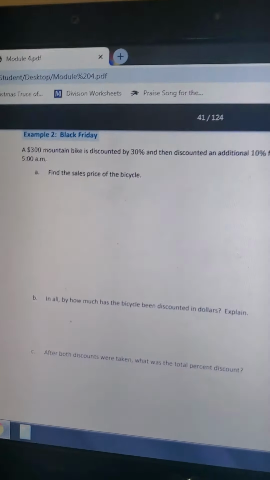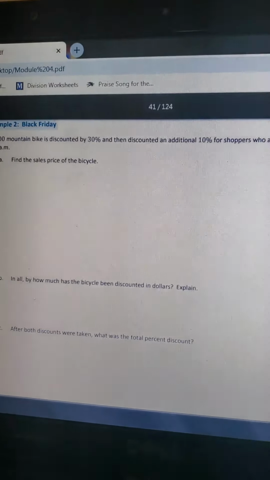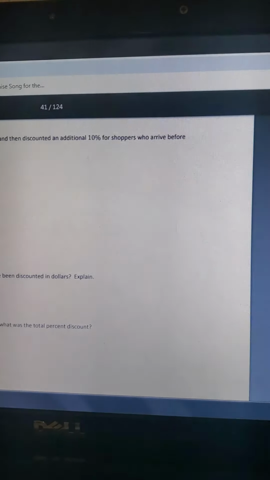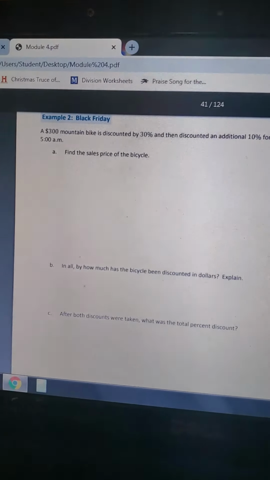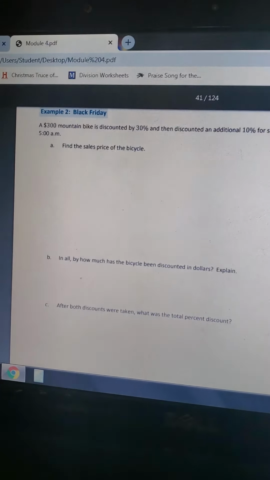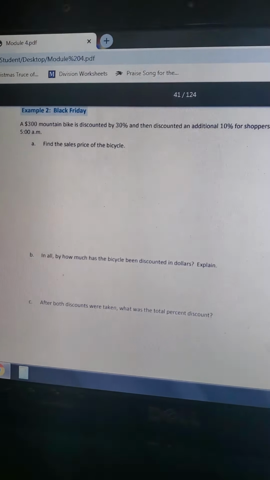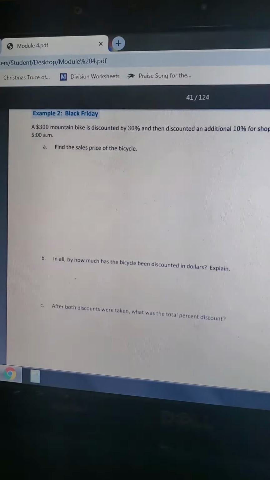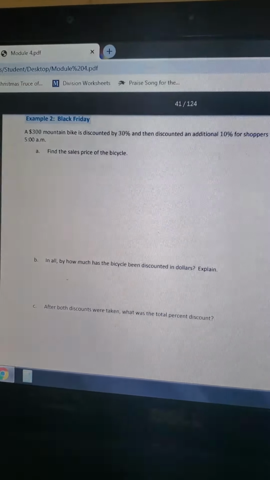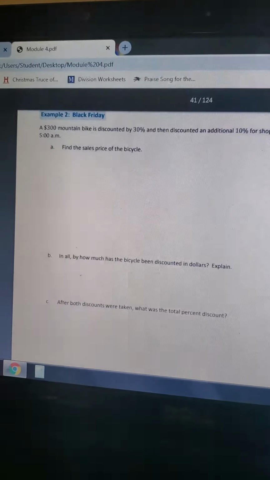Okay, so let's get on with example 2, which is Black Friday. It says a mountain bike is discounted by 30% and then discounted by an additional 10% for shoppers who arrived before 5 a.m. It says find the sale price of the bicycle. Okay, so first thing we do is find the sale price, and then we're going to find the price if you shop before 5 a.m. So there's two different problems here.